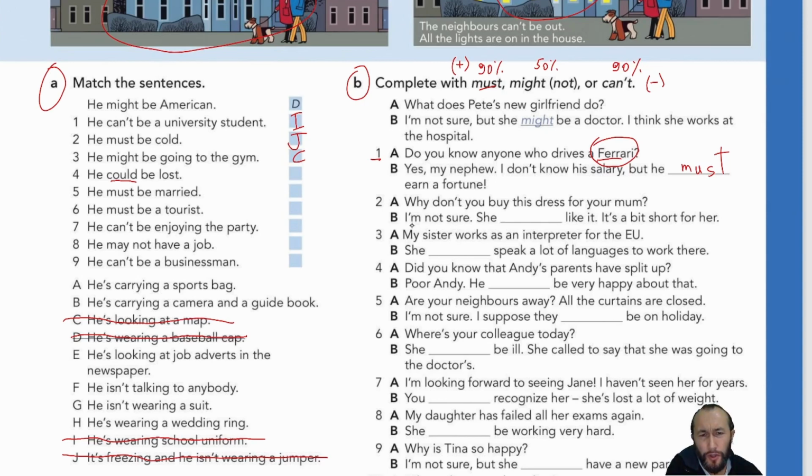Okay. Number 2, why don't you buy this dress for your mom? I'm not sure. You see, I'm not sure. So the certainty level is not high. So we say she might not like it. Yeah, she might not like it. It is a bit short for her. Okay, that's it. Now the rest also will be in this way, in this logic, but we're going to do the rest of it in our session, in our class, guys.